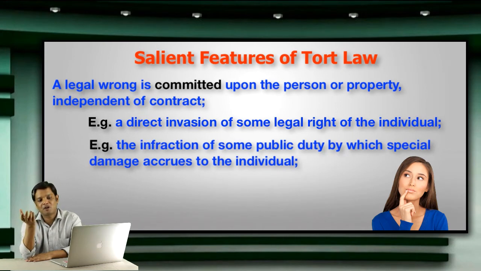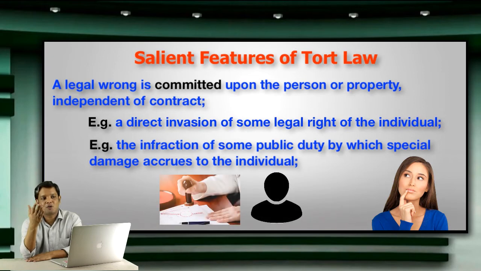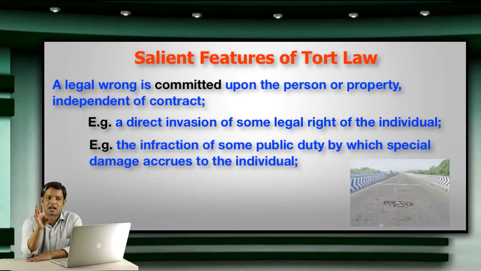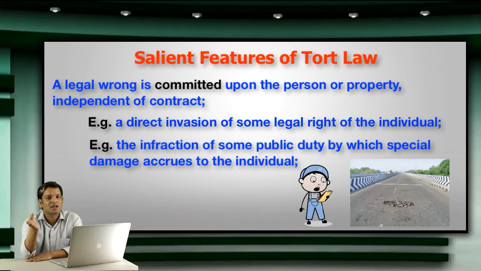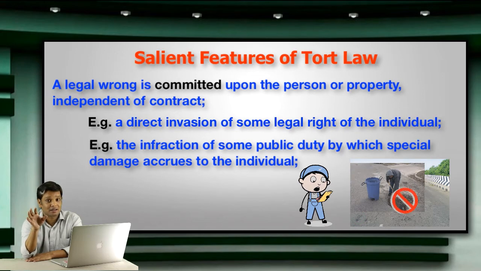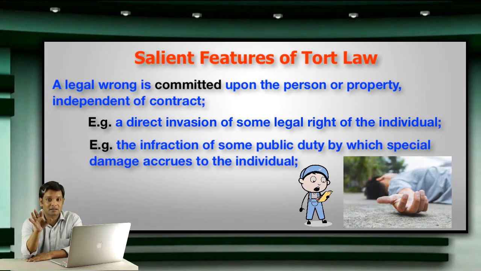So maybe some officials, some persons are supposed to do certain things, like see, on the road there is a big ditch, okay, it is the municipality's duty to check that, to fix that, but the municipality didn't do that, and someday you fall into that accidentally. So you can claim from the municipality for the damages, for the loss, for the injury that you suffered because of that. So that is infraction of some public duty by which special damage accrues to the individual.